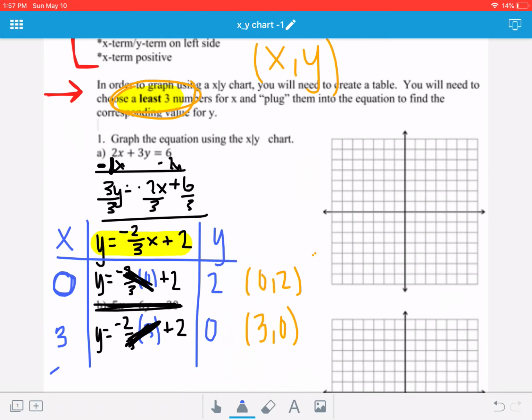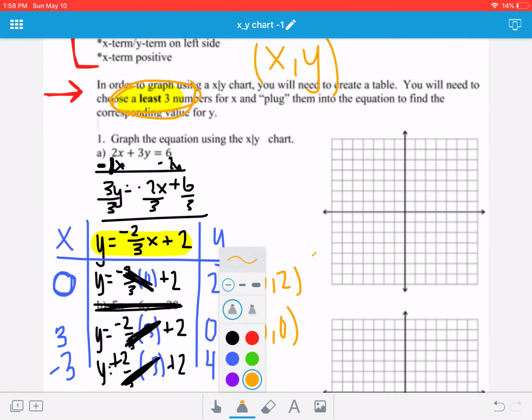For the last point, because we have to pick 3, I'm going to use negative 3 because it's divisible by 3. Y equals negative 2/3 times negative 3 plus 2. Negative 2/3 times negative 3 would be a positive 2. So now I have 2 plus 2, which would give me 4. And then my ordered pair here would be negative 3, 4. So these 3 points that I have in orange, those ordered pairs, that's what we're going to graph.